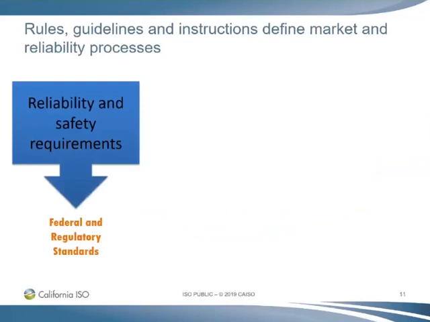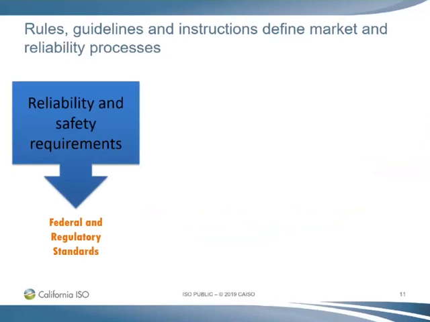A great deal of the documentation that we adhere to from a reliability and safety standpoint is defined by federal and regulatory standards. Our primary document is our tariff, which outlines the rates, terms, and conditions under which the ISO operates. The tariff is modified in collaboration with our stakeholders through our stakeholder process. Pertinent FERC rules are codified in our tariff, so any wholesale exchange of electricity in our markets comes under their purview.